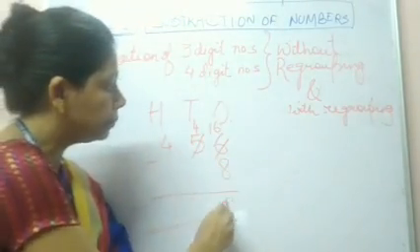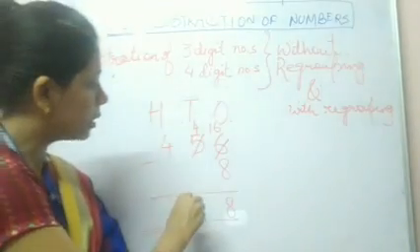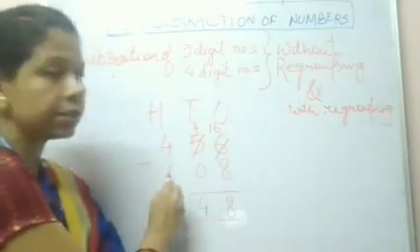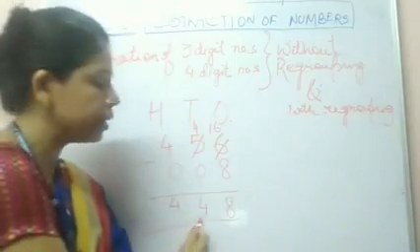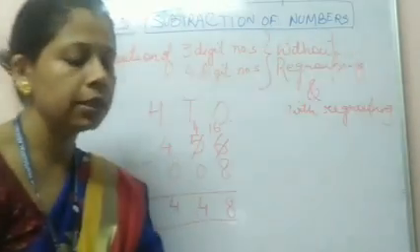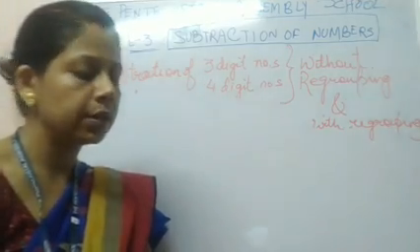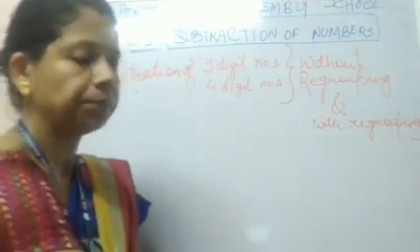16 minus 8 is 8. This is 4 and this is 4. When nothing is given, that means it is 0 and 0. So your answer is 448. Next we are going to do regrouping from hundreds to tens. Let us take few examples.